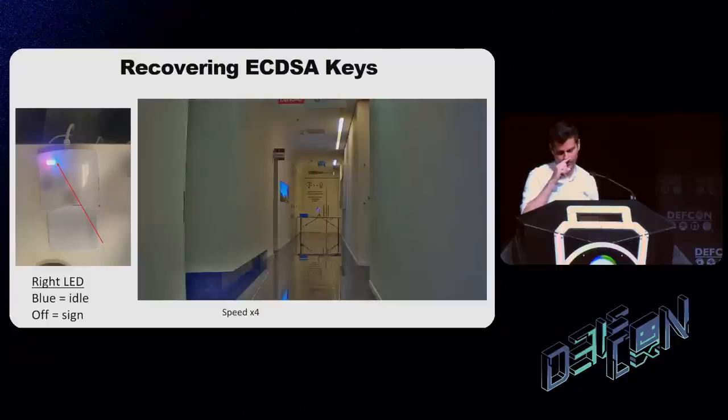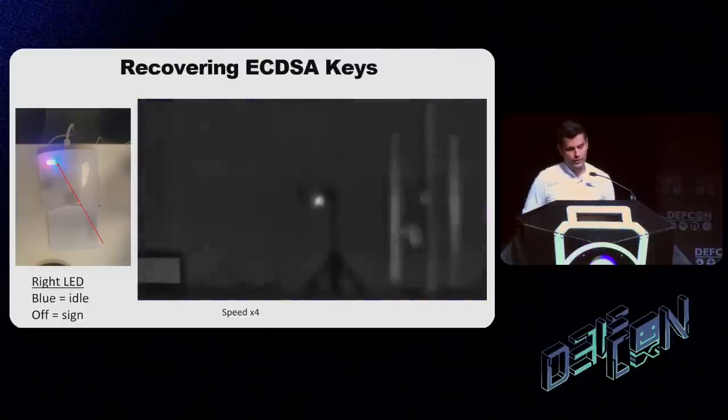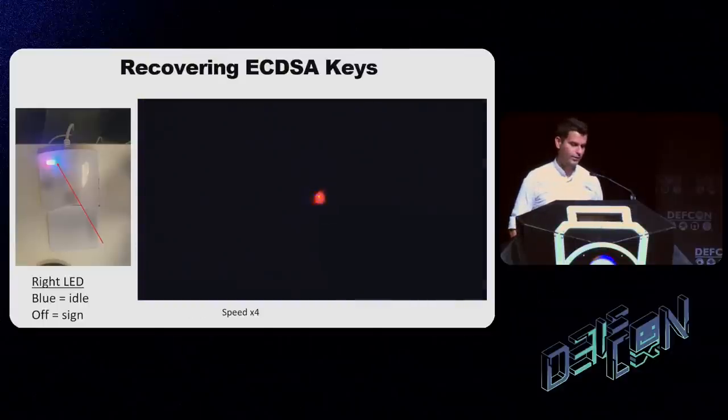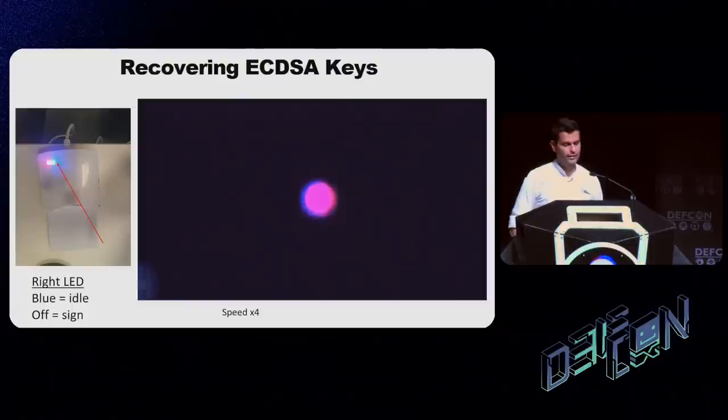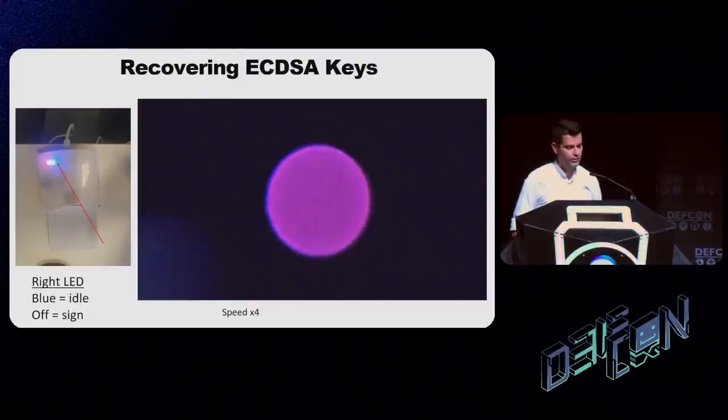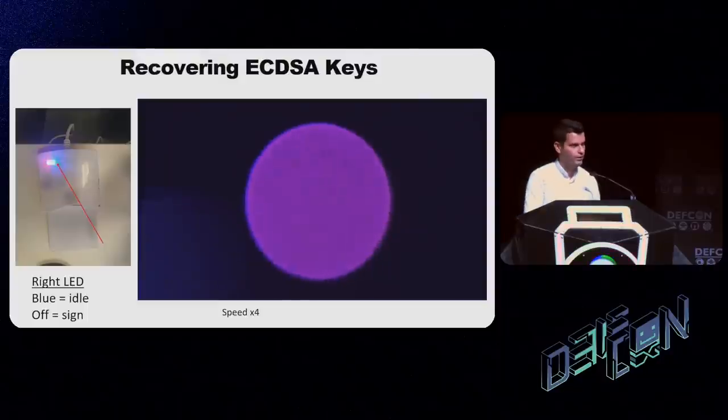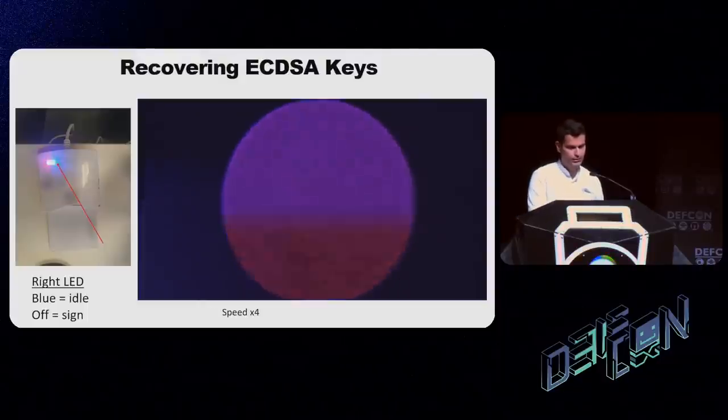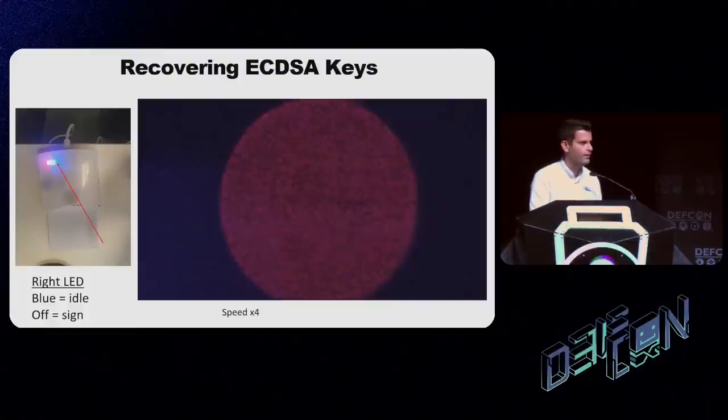I want to show you the video. You can see on the left side the smart card reader that we used. We actually focus on the right power LED of it. And let me show it to you now. Now you can see that we zoom into the power LED of the smart card reader. And interestingly, the smart card reader actually provides you with an indication regarding the smart card, whether an operation is actually taking place or not. And this is done by changing the color of the LED between blue or basically turning it off. Okay, anytime it's blue, the smart card is idle. Anytime it's off, the smart card is being used to sign.